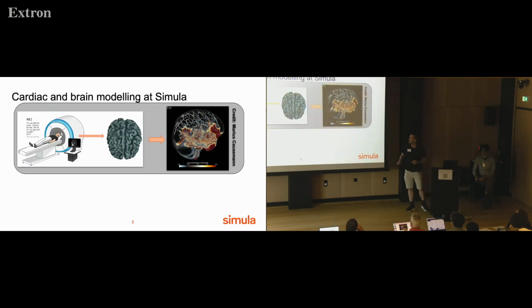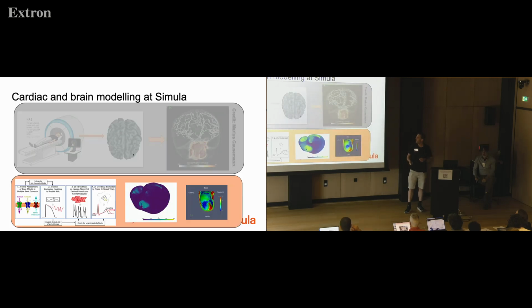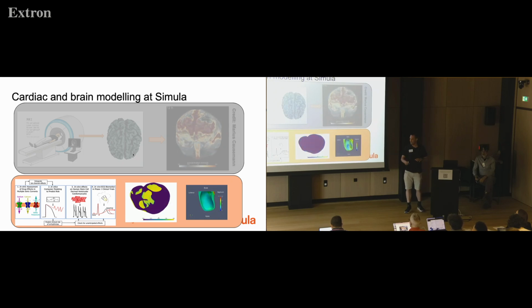Okay, so at Simula we do a lot of cardiac and brain modeling. Typically for brain modeling we take clinical data such as MRI images, generate meshes and simulate the fluid flow in the brain. And then we can create this nice visualization here, which is by Marius Causemann, who will present later this week. For cardiac simulations, we typically do more multi-scale modeling, where we simulate both the heart at the single cell and tissue level, combining these multi-physics models together, as well as creating digital twins.